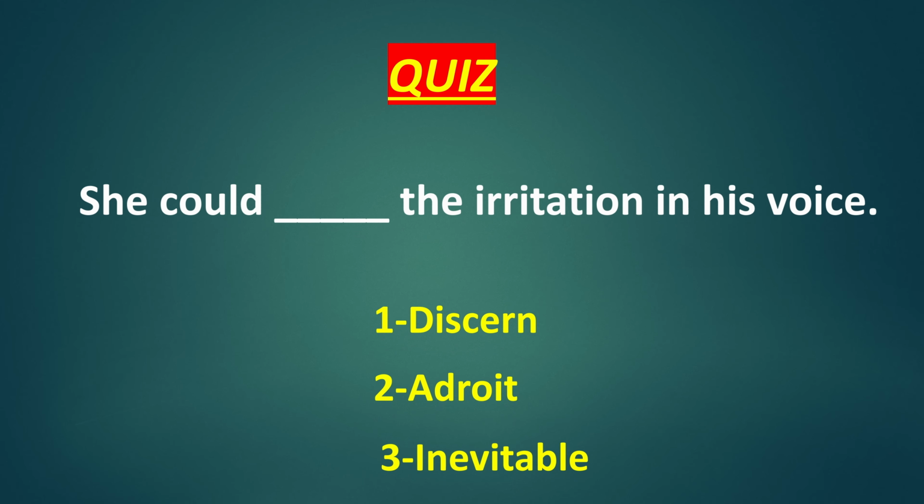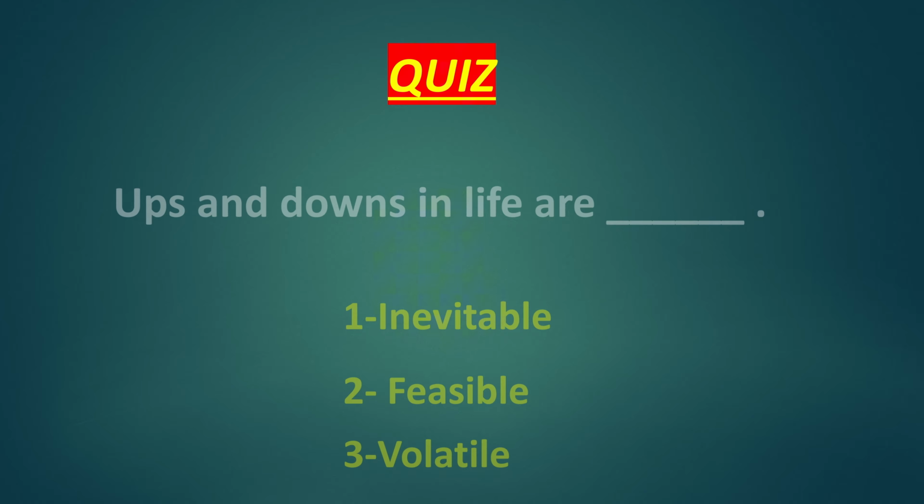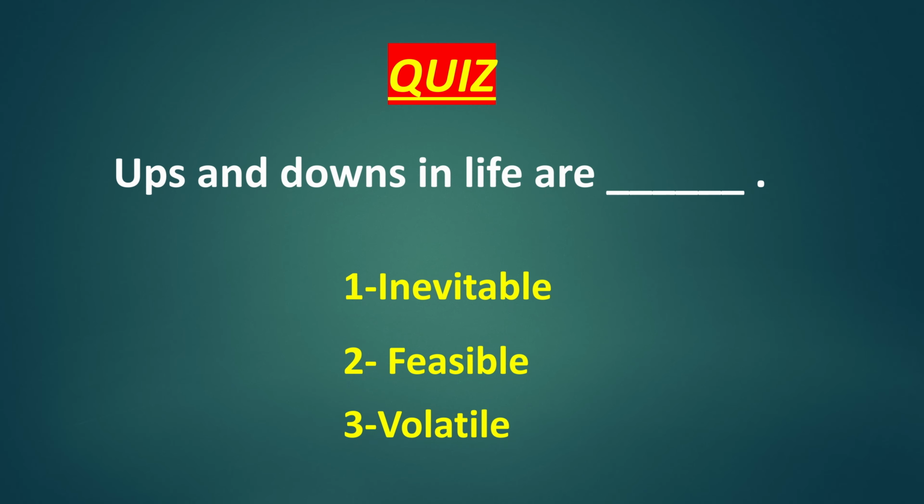Next question: she could blank the irritation in his voice. Options are discern, adroit, inevitable. And the correct answer is discern. She could discern the irritation in his voice. And here comes the last question. Ups and downs in life are blank. Options are inevitable, feasible, volatile. And the correct answer is inevitable. Ups and downs in life are inevitable.